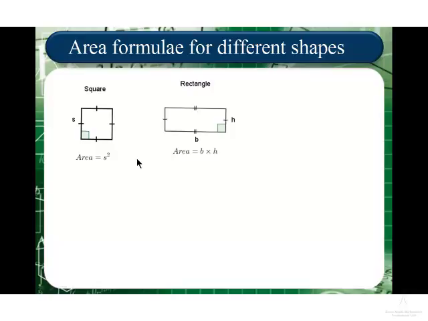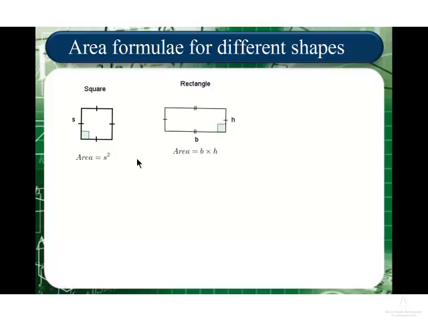Let us now look at the area formula for familiar shapes. We start with the basic square. That's a quadrilateral where the side lengths are all equal and you have an angle of 90 degrees associated with each vertex. In this case, if the side length is s, we have the area is s squared. That should be familiar to all of us.